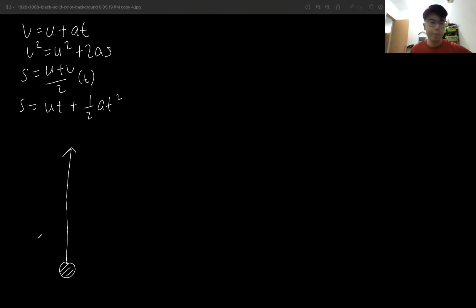When I throw it, depending on how much velocity I'm giving it, how hard I throw it. So let's say I throw it with a velocity of 100 meter per second. So this is my initial velocity, u equals to 100. And then I want to find how much time for the object to reach the top.